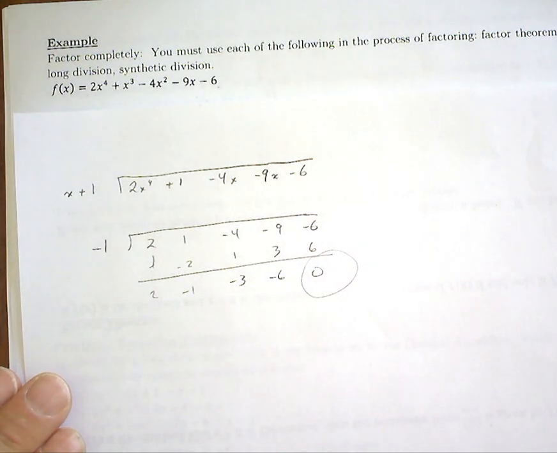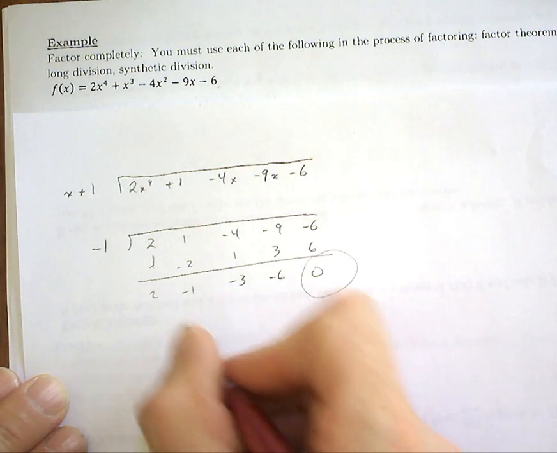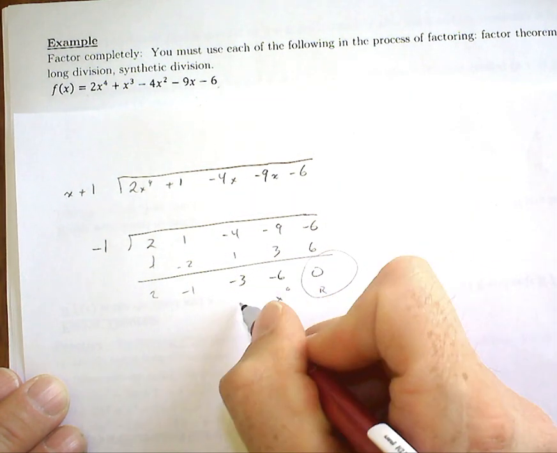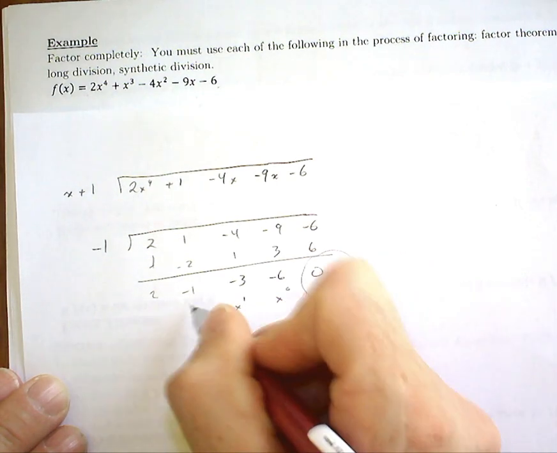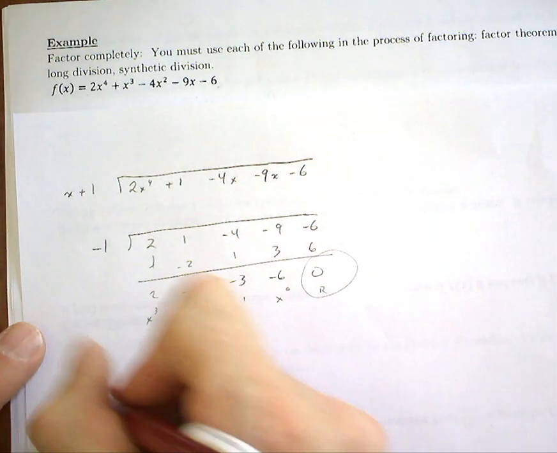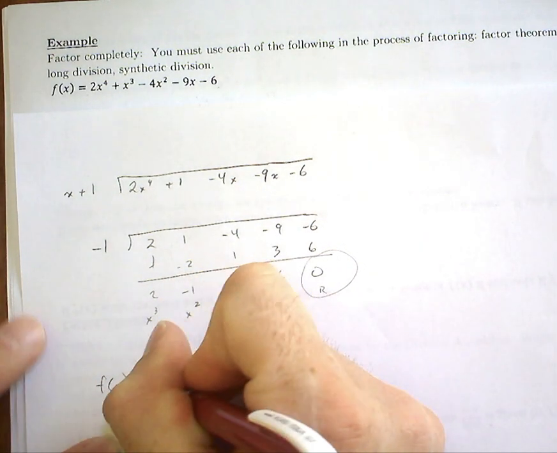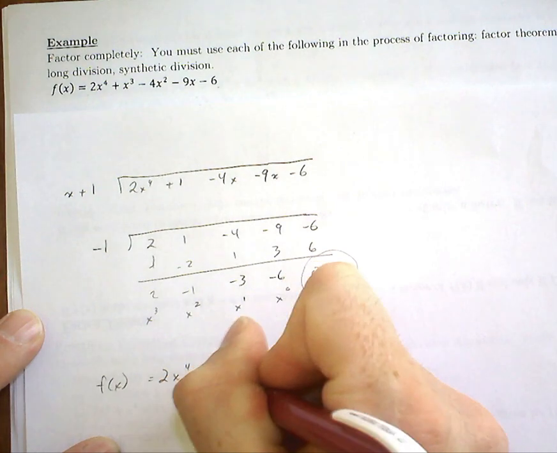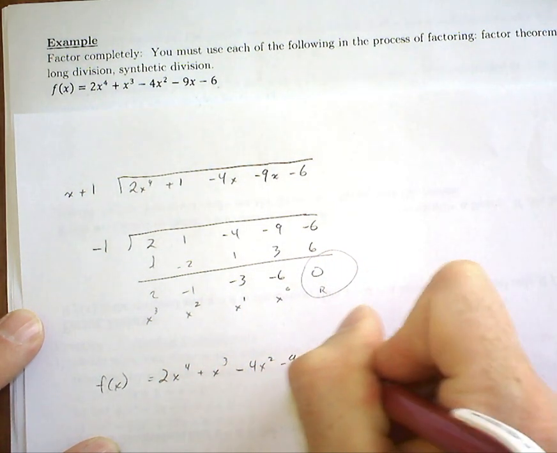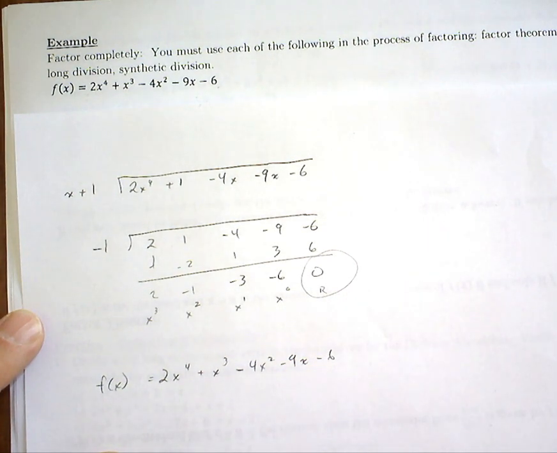Exactly what the factor theorem just said. We're going to have the remainder of 0. So now what we know is that this is my remainder, this is my constant, this is my coefficient for the x to the power of 1, this is x to the power 2, this is x to the power 3. So that my polynomial f of x was 2x to the power 4 plus 3x minus 4x squared minus 9x minus 6.